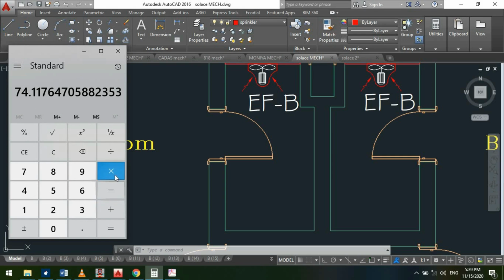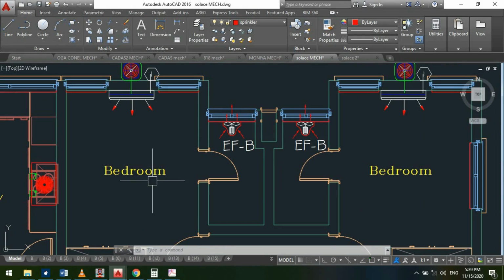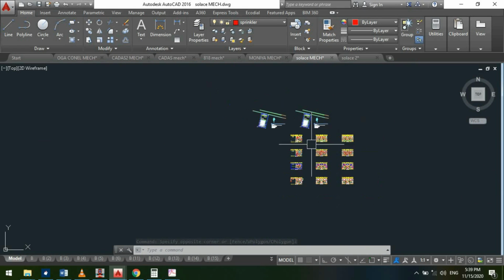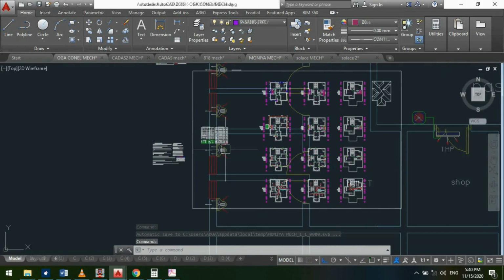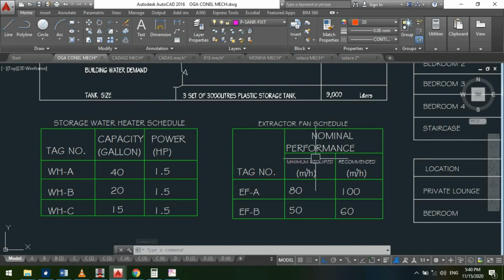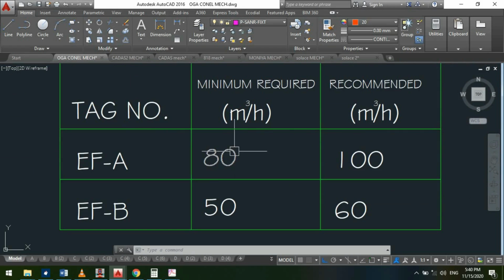But if you are going by liter per second, so you divide by 3.6, sorry, 3.6 rather, 35 liter per second. In either of the case, we have 74 CFM. So you will definitely have to round it up to the most readily available unit. That's why in our project here, where is the schedule? Okay, this doesn't have a schedule. We have our schedule here, extractor fan schedule. So I'm having 80 meter cube because this one is readily available.